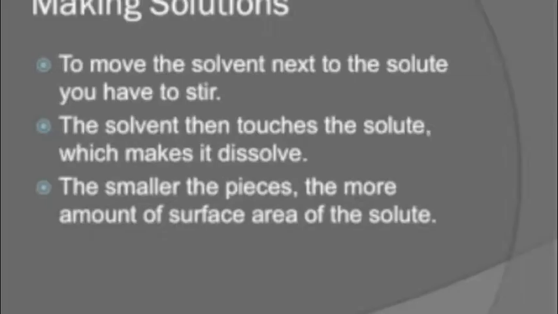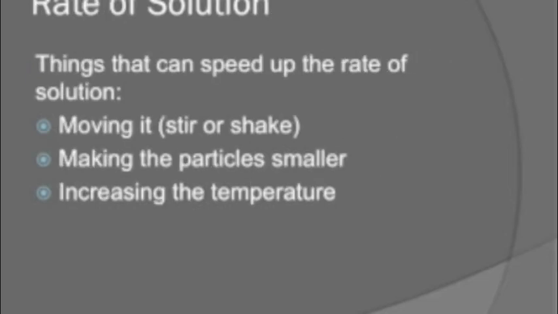Making solutions. To move the solvent next to the solute, you have to stir. After stirring, the solvent should touch the solute, which makes it dissolve. The smaller the pieces, the more surface area of the solute. To speed up the rate of solution, you can move it, like stirring or shaking. You can make the particles smaller, and you can increase the temperature of the solution.